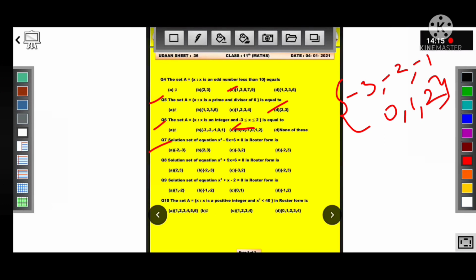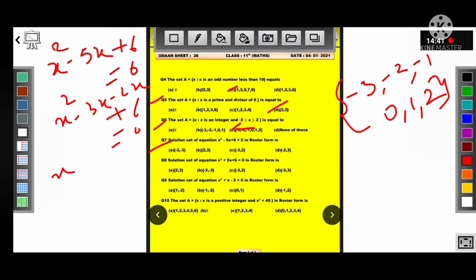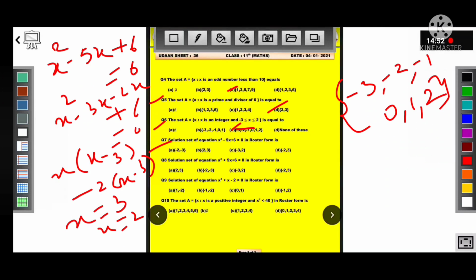Next, seventh question. The solution set of the equation x square minus 5x plus 6 is equal to 0 in roster form is. This is also a very simple question. Factorization by middle split: x square minus 3x minus 2x plus 6 is equal to 0, that is (x minus 3)(x minus 2) is equal to 0, that is x is equal to 3 and x is equal to 2, that is B is the right option.